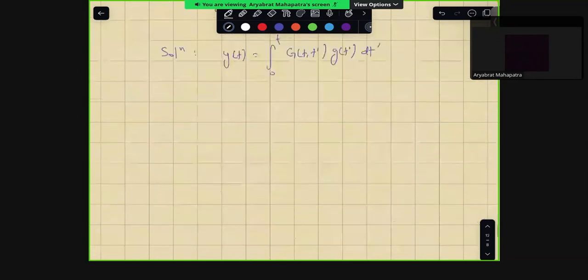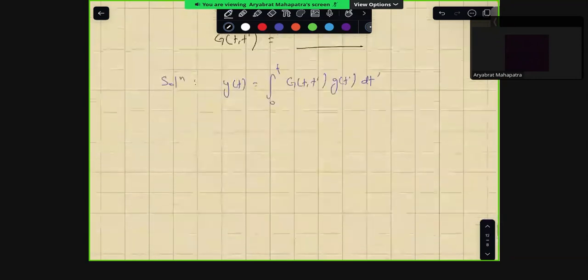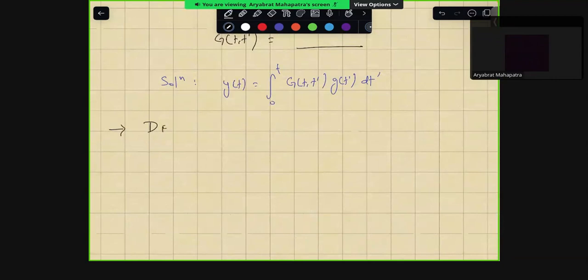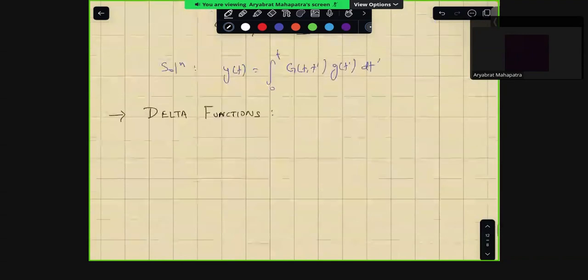So before this topic there was delta functions. I missed it, so I can just tell you about delta functions. In delta functions, basically, you started with the definition of delta functions.